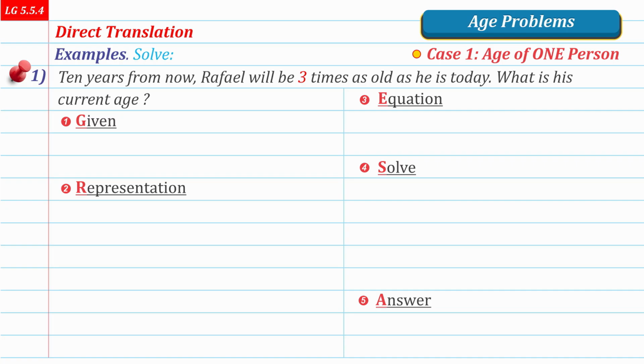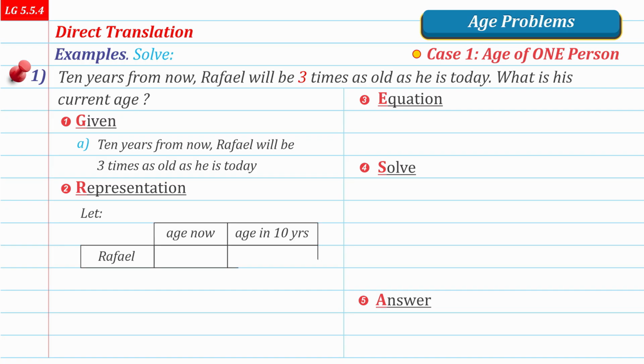The problem tells us that 10 years from now, Rafael's age will be 3 times his age today. This is the relationship we need to translate into math. For the representation part, as always, we make the age now our basis. So let's draw and use a table. We'll let X be Rafael's age now.